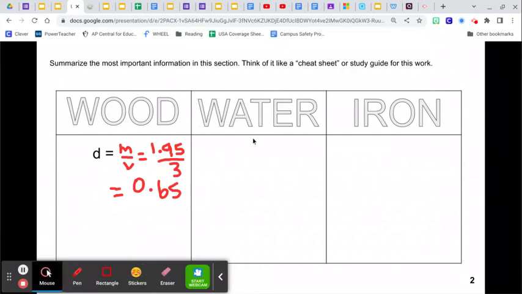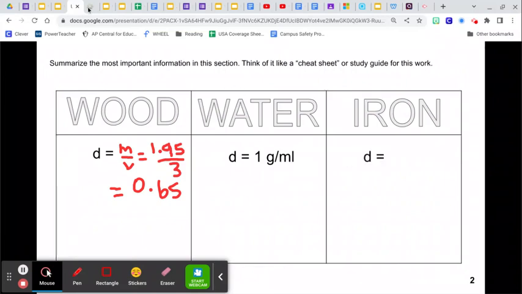Now, if you measure water, you'll find that the density of water is 1 gram per milliliter. So if you place 100 milliliters of water on a scale, the mass would be 100 grams. That makes water a good point of comparison for other substances.